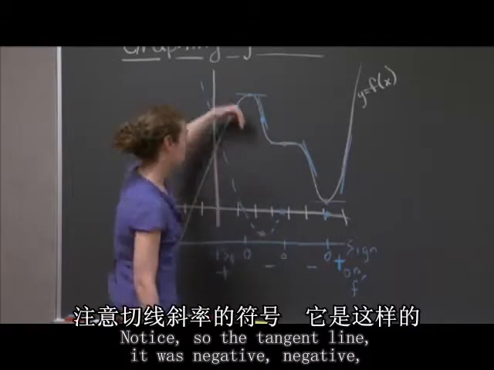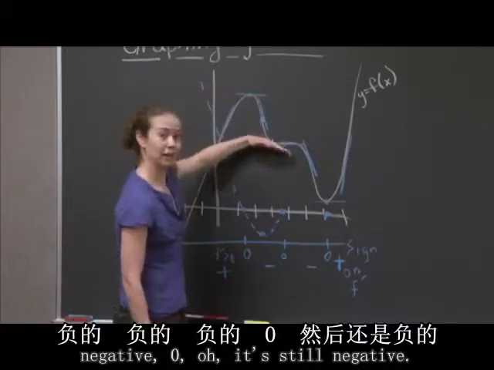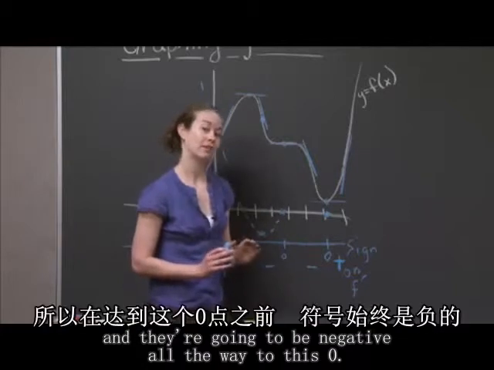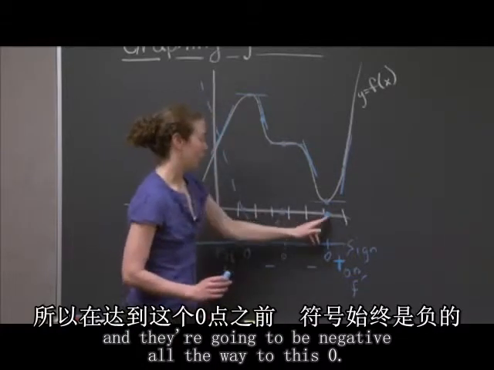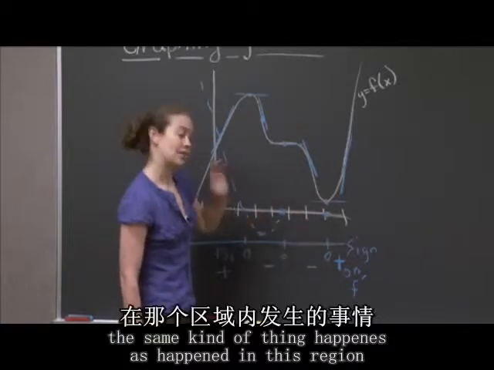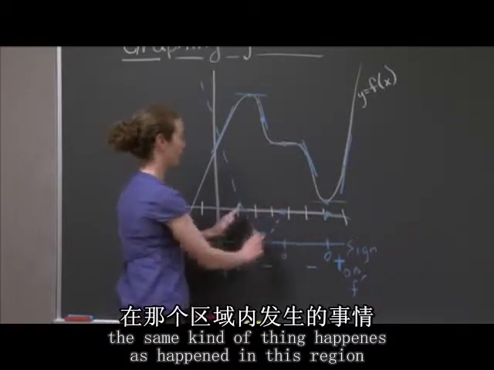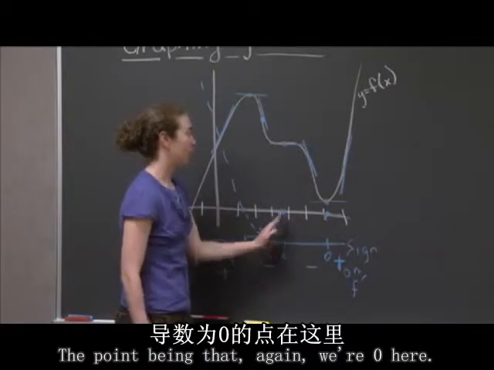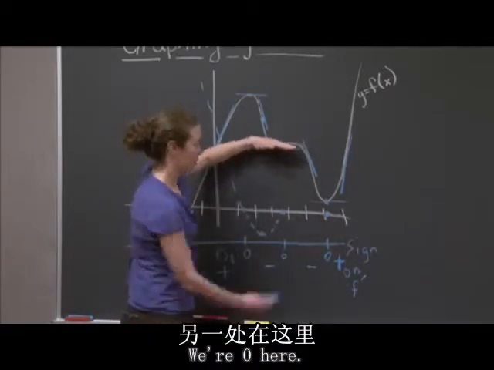Notice, so the tangent line, it was negative, negative, negative, 0. Oh, it's still negative. So the outputs are still negative, and they're going to be negative all the way to this 0. And what we need to see again is the same kind of thing happens as happened in this region, will happen in this region. The point being that, again, we're 0 here, we're 0 here.